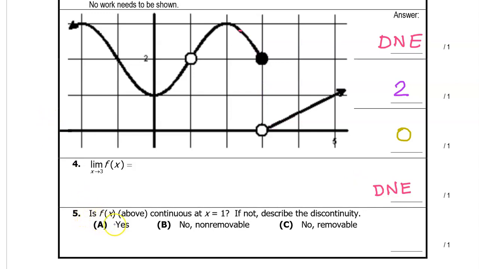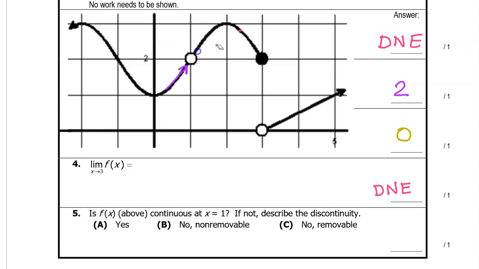Number 5, is f of x continuous at x equals 1? If not, describe the type of discontinuity. Notice that we are switching gears here. I'm not asking you whether the limit as x approaches 1 exists. It does. We are approaching the same value from the left and the same value from the right.